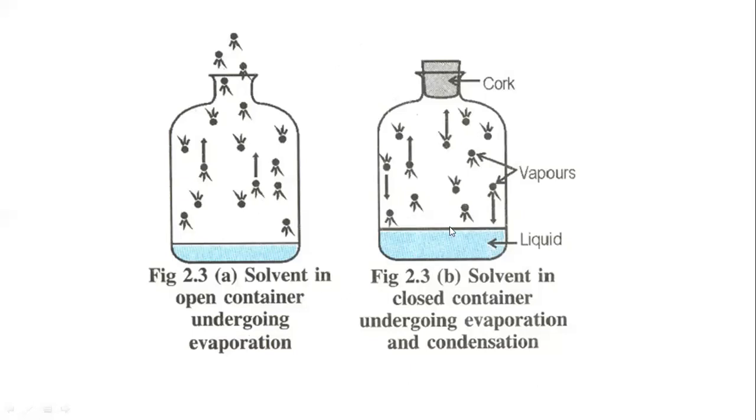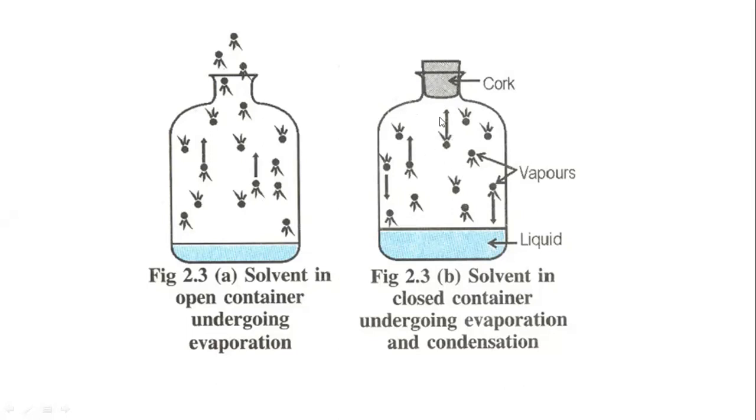But in the second figure, figure B, we can see clearly that a liquid is kept in a container, and this container is closed with a cork. And what is happening? As the solvent is volatile, the vapors are coming out. The vapors will collide here and there. But as the container is closed, again condensation will be started.